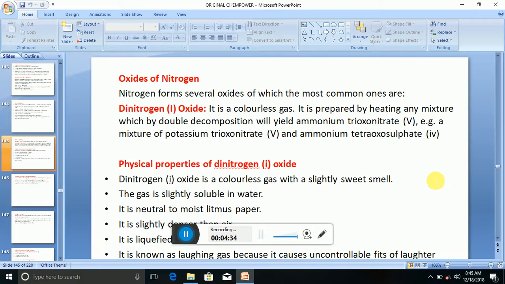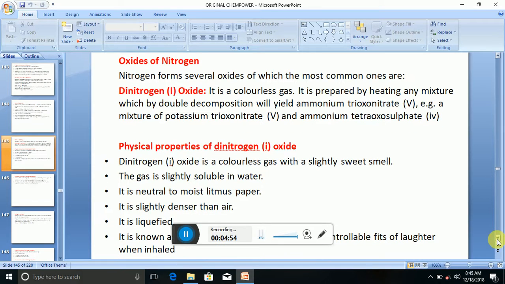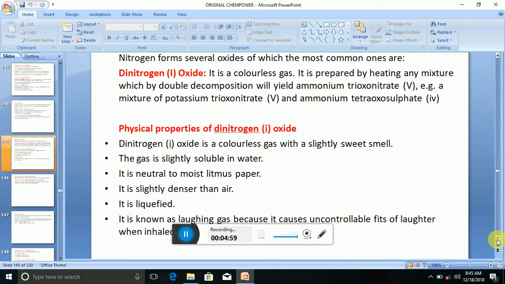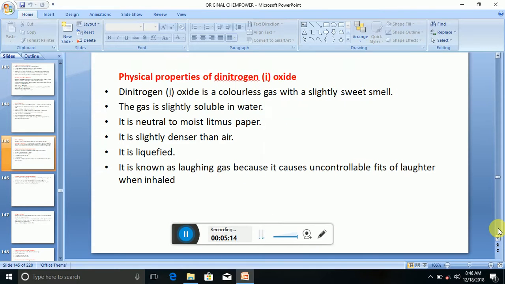Physical properties of dinitrogen 1 oxide. Dinitrogen 1 oxide is a colorless gas with a slightly sweet smell. The gas is slightly soluble in water. It is neutral to most litmus paper. It is slightly denser than air. It can be liquefied. It is known as a laughing gas because it causes uncontrollable fits of laughter when inhaled. So the gas known as laughing gas is dinitrogen 1 oxide. Very, very important. You need to take note.